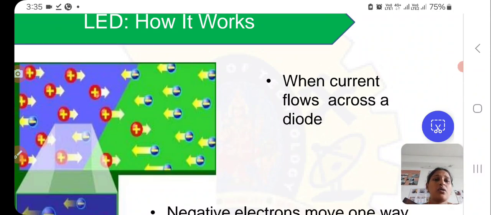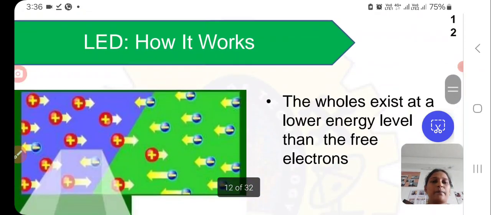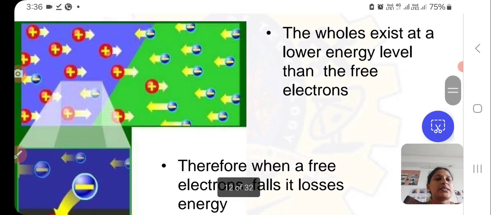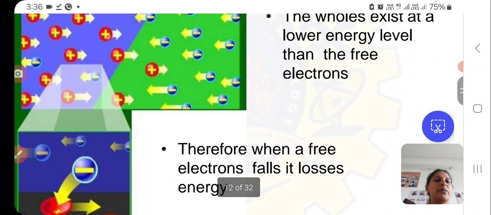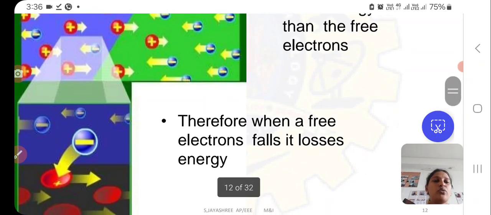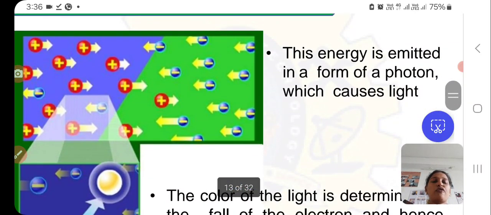But let's see how this LED works. When the current flows across the diode, the negative electrons move one way and positive holes move the other way. The holes exist at a lower energy level than the free electrons. So the free electrons will be at the higher energy level and the holes at the lower energy level. Therefore, when a free electron falls, it loses energy. This energy is emitted in the form of photons, which are bundles of energy, which cause light.